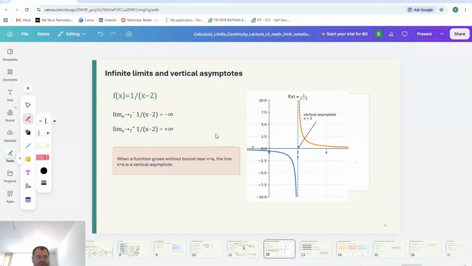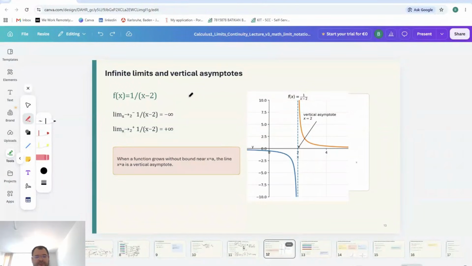In this lecture we will continue to talk about infinite limits and vertical asymptotes. We had already started limit topics in the previous lecture, and we have already processed the first 11 slides in this presentation, and we will continue with the vertical asymptotes. So we have a function f(x) which is 1 over x minus 2.